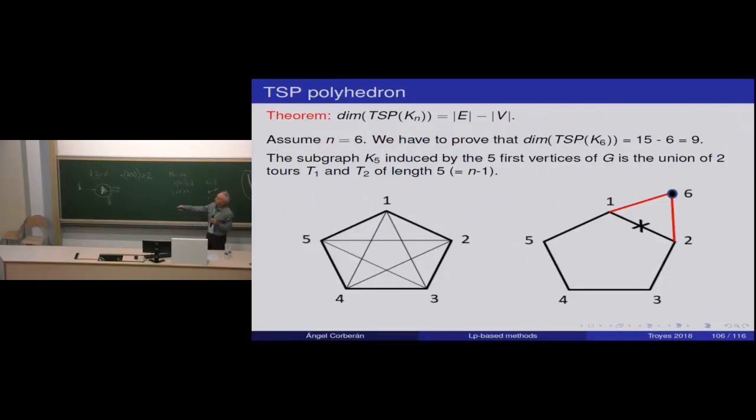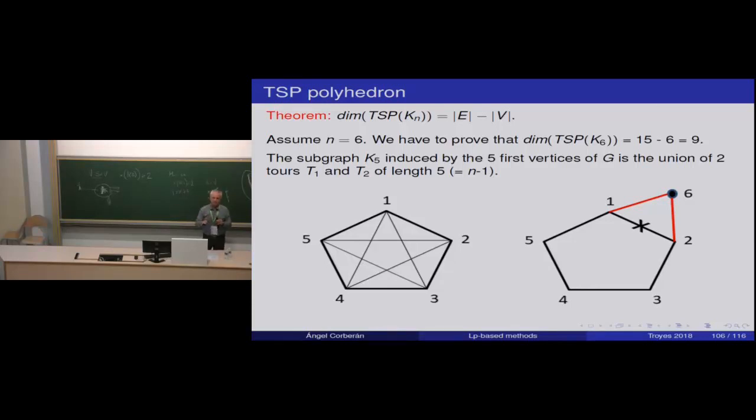We will use this to prove the dimension. The dimension of the TSP polyhedron is the number of variables, that's the number of edges, minus the number of equations they satisfy, that in this case is the number of vertices. We'll do the proof for a graph with 6 vertices. In 6 vertices we have 15 edges, and we have to prove that the dimension is 9.